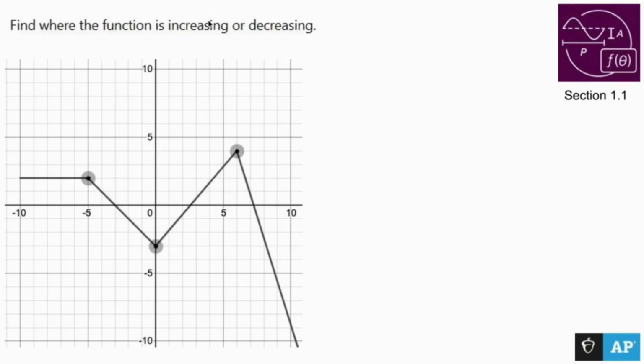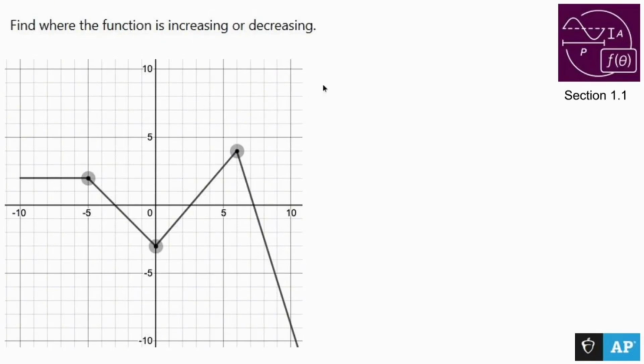Find where the function is increasing or decreasing. Well, we have 1, 2, 3, 4 intervals, and we will write all of these in interval notation. We will not include where they change, increasing or decreasing, because we really can't prove anything. So we'll write this in interval notation.